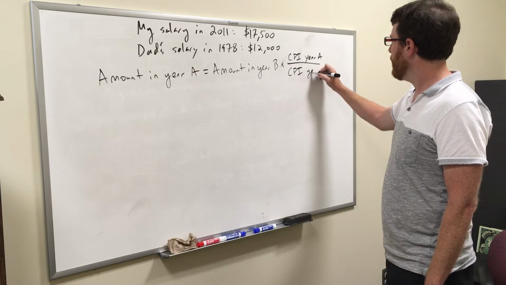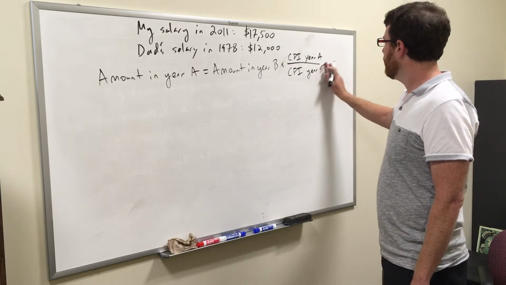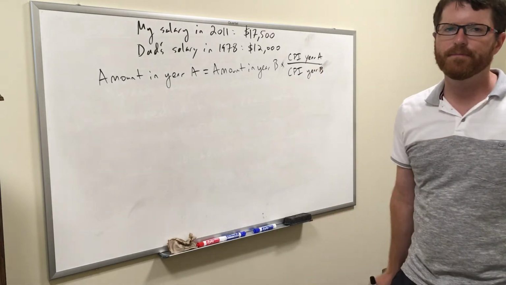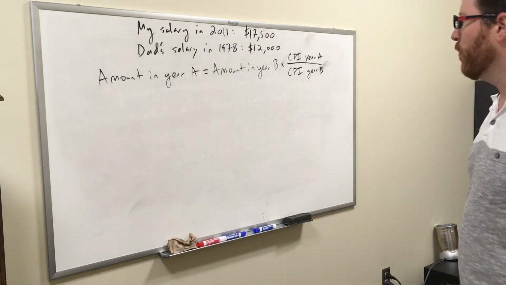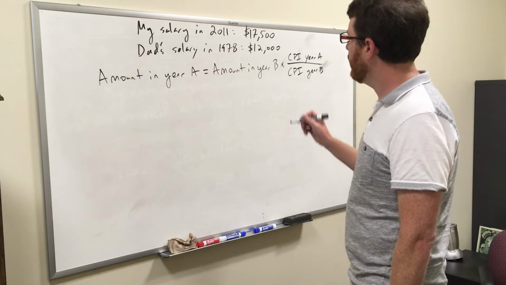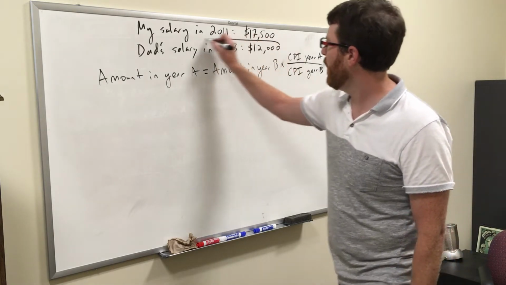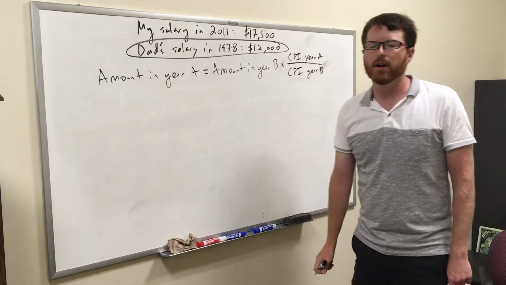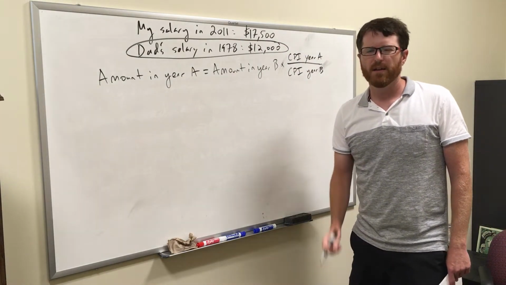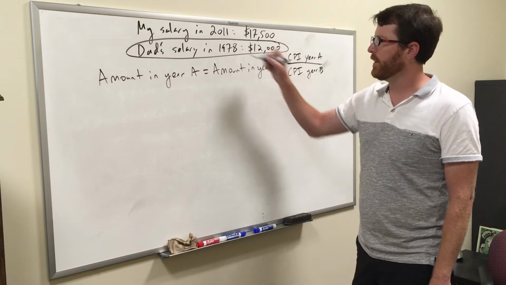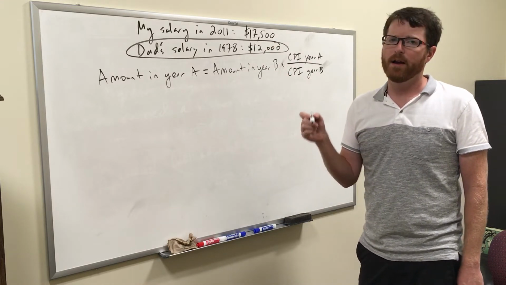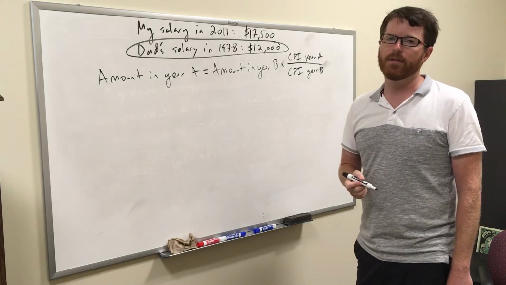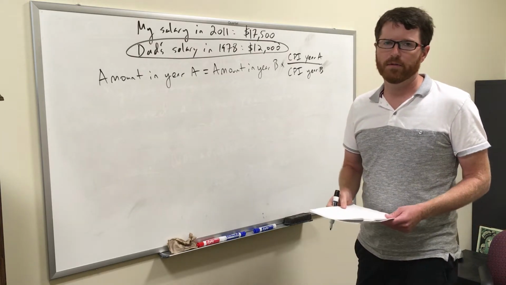CPI in year B. And the challenge comes, for these types of questions, in setting this up correctly. Okay? So what I'm going to try to do is take my dad's salary here, this $12,000, and figure out what that would be worth in 2011 dollars, okay? The logic here being that $12,000 in 1978 could probably buy a lot more in 1978 than it could in 2011. So I need to do some adjustments, okay?